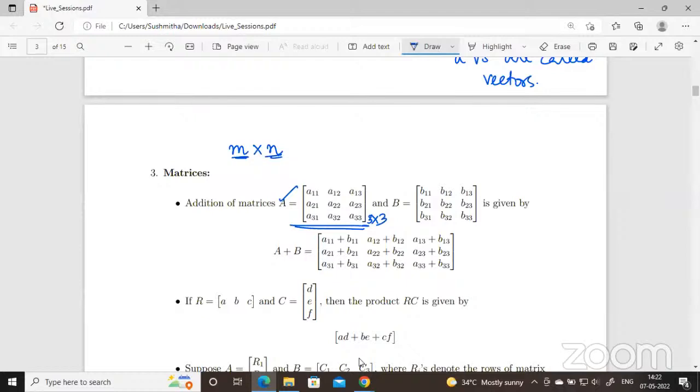So even if I have 2 matrices, if I want to view them as vectors, they should have the same number of components and same number of vectors and all that. So you can add 2 matrices only if they are of the same order. Here both are 3 cross 3, so I can add them. Again, because I know how to add vectors, I know how to add matrices. I have to add them component wise.